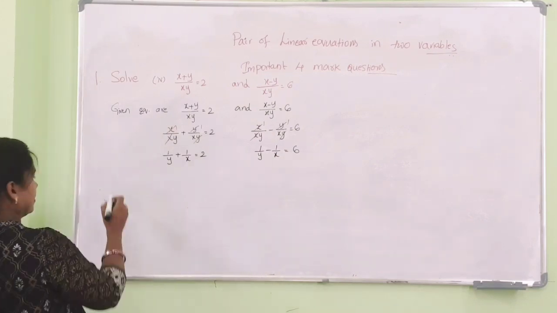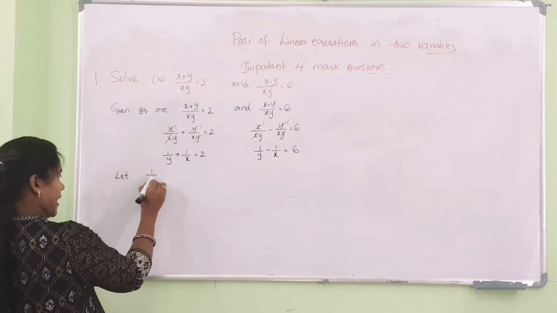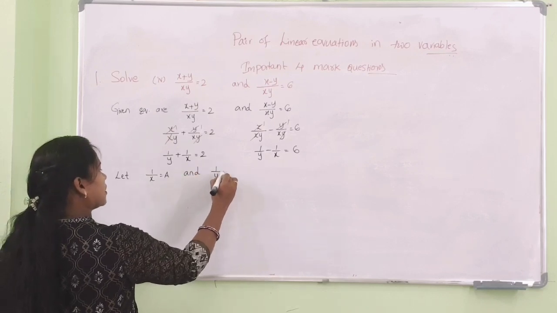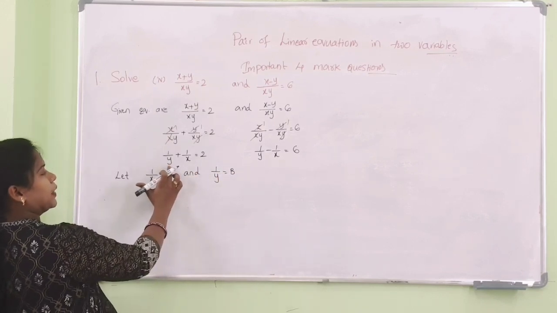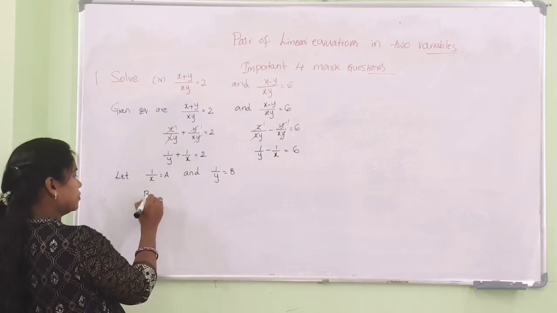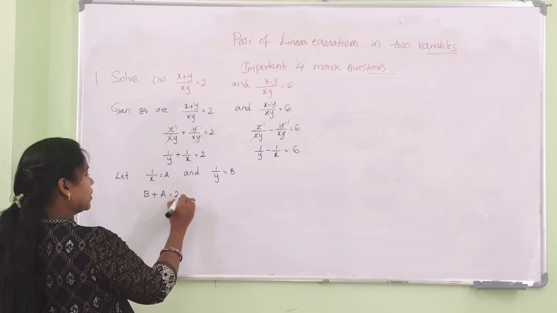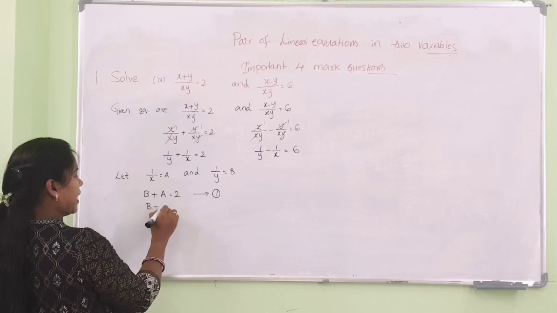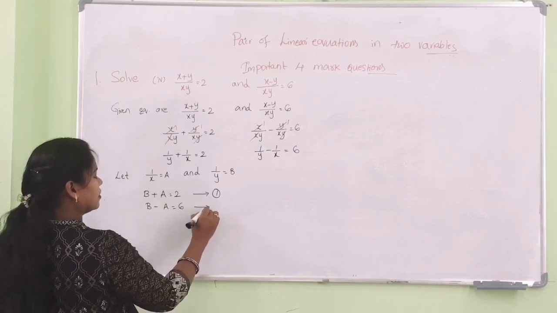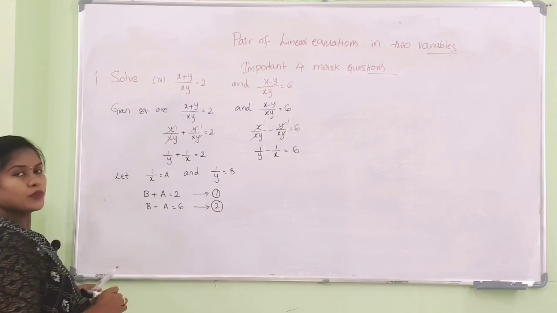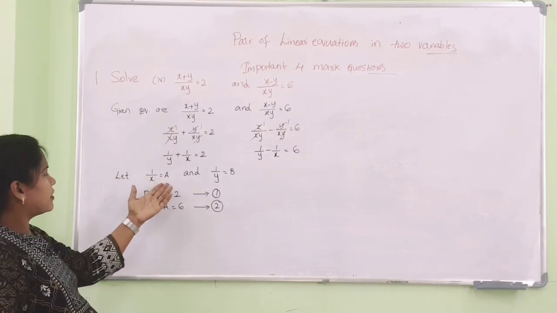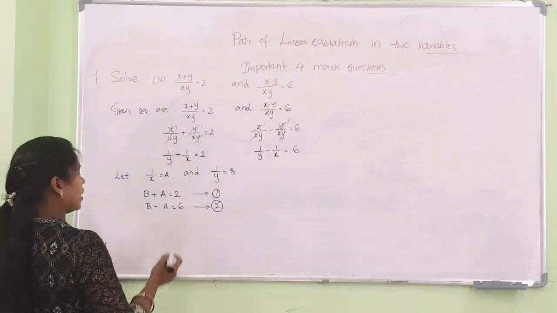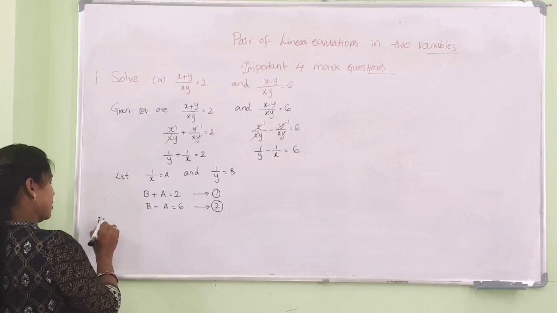Now we have to consider 1 by x as a and 1 by y as b. Then we will get b plus a is equal to 2. Make it equation 1, and the second equation b minus a is equal to 6. Make it equation 2. So instead of assuming 1 by x is equal to a and 1 by y is equal to b, you can also solve this problem directly. So now I am going to add these two equations.